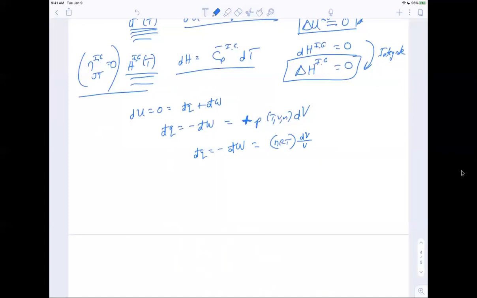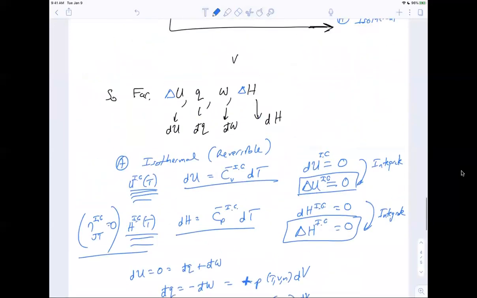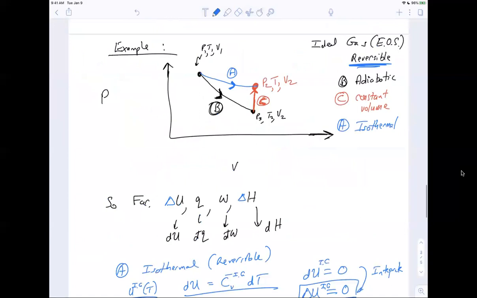And we can integrate. So Q is going to equal the integral of dq from state 1 to state 2. That's just equal to minus the integral of dw from state 1 to state 2. And that's just equal to the integral of nRT. T is a constant, so I can pull it out of the integral dV over V from V1 to V2. So we're going from V1 to V2.